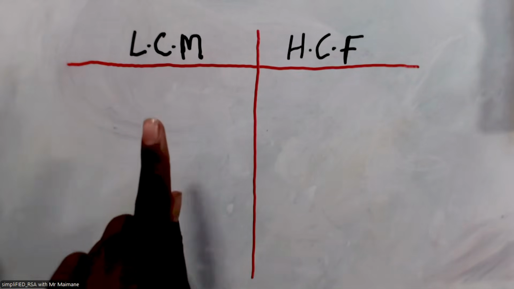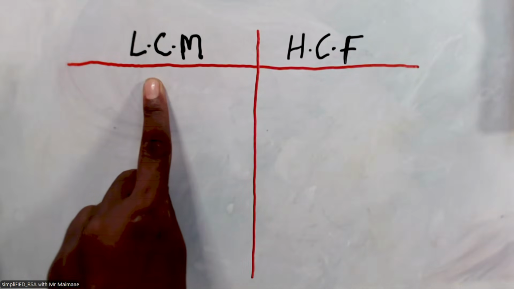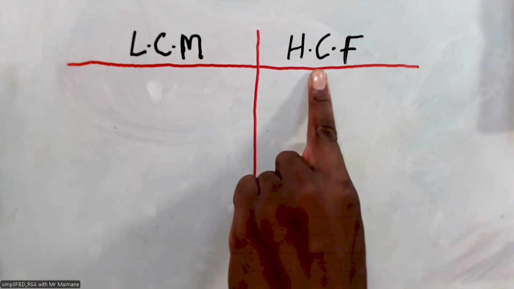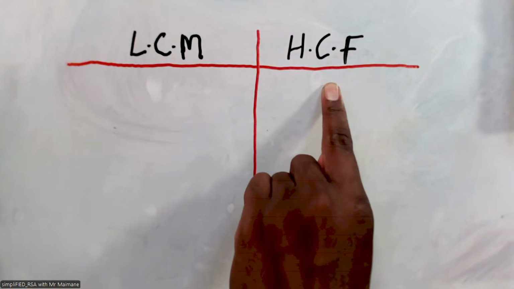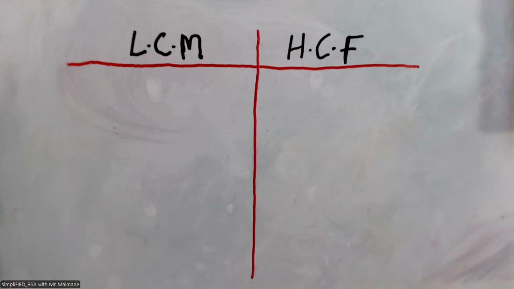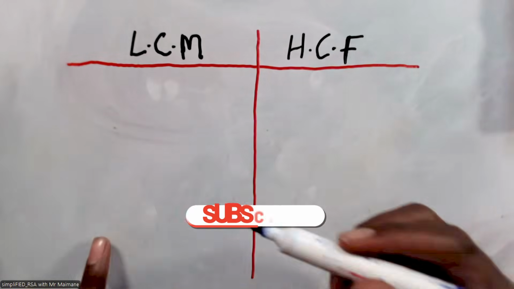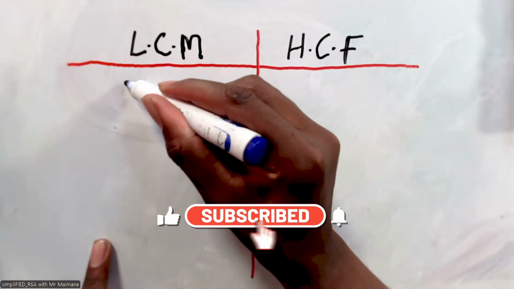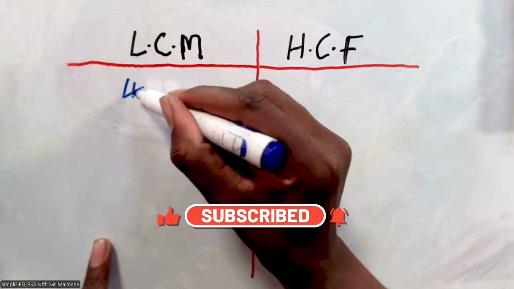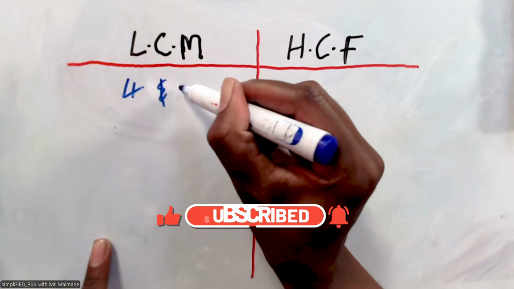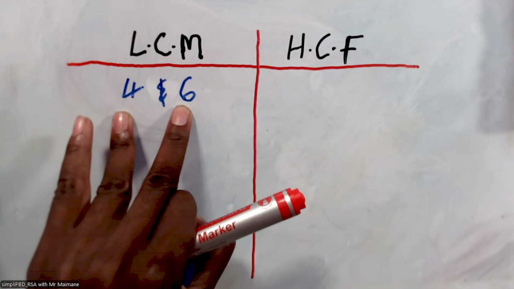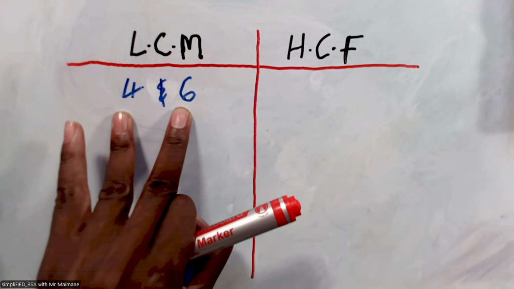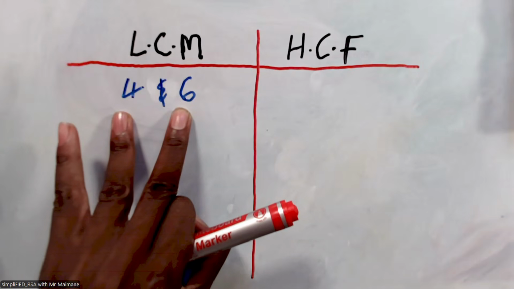Now, I want us to understand lowest common multiple and highest common factor. Suppose we need to find the lowest common multiple between, let me say, 4 and 6, for instance. I need to find the multiples of 6 first.